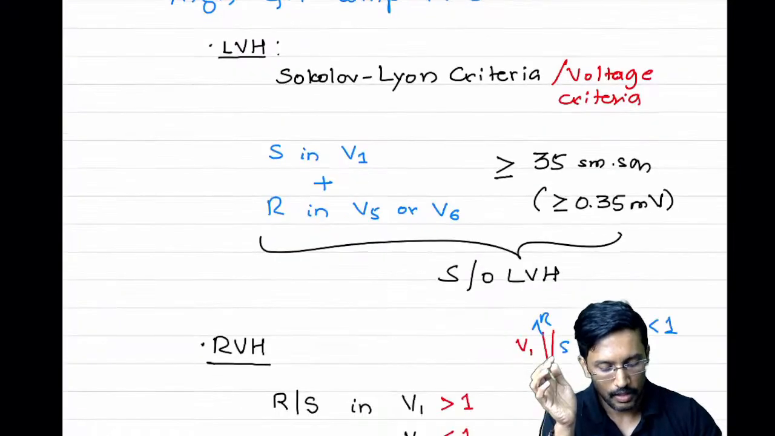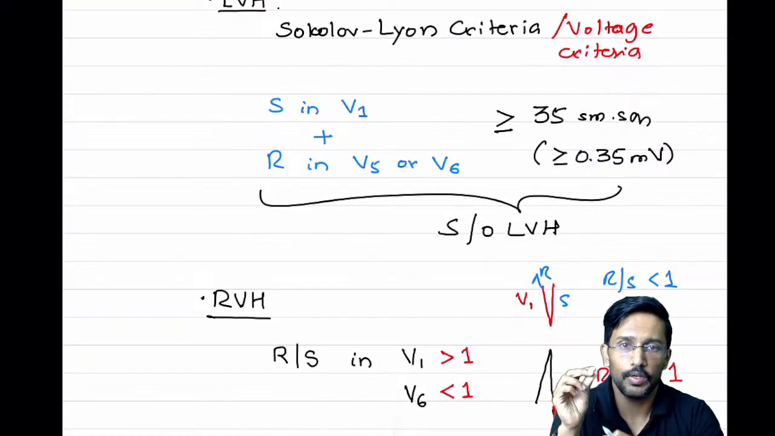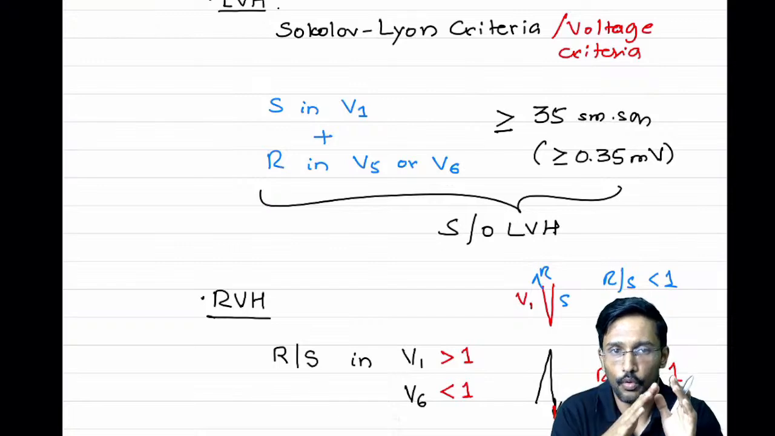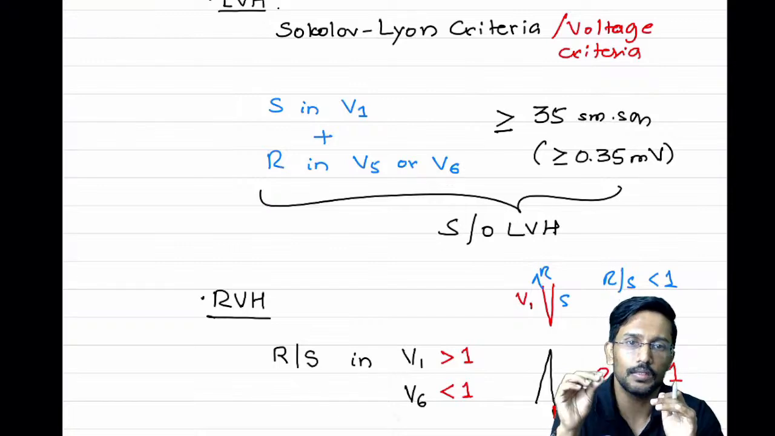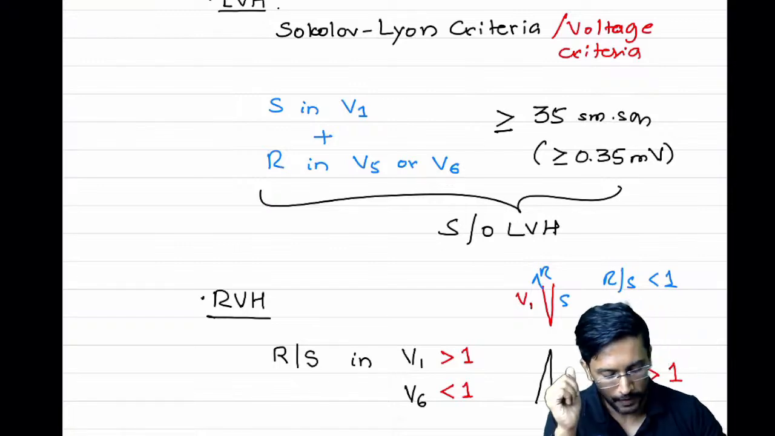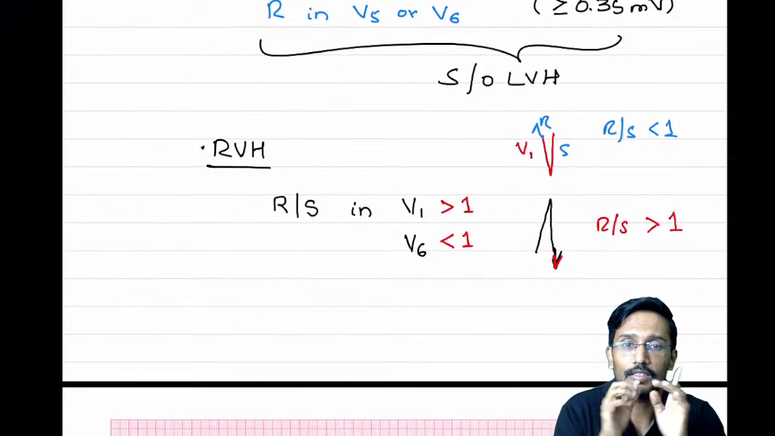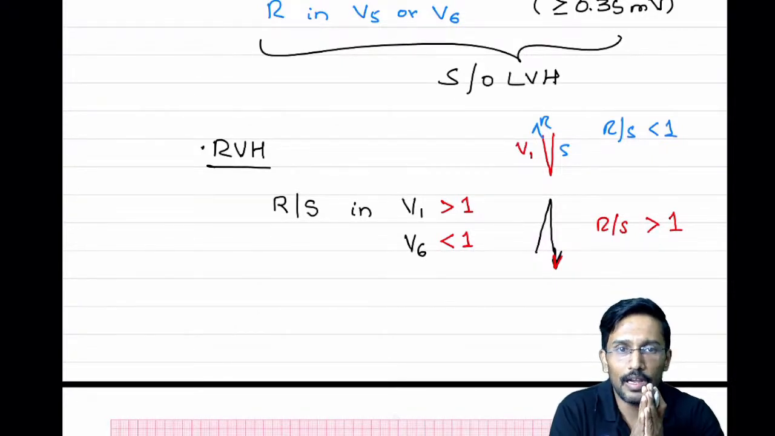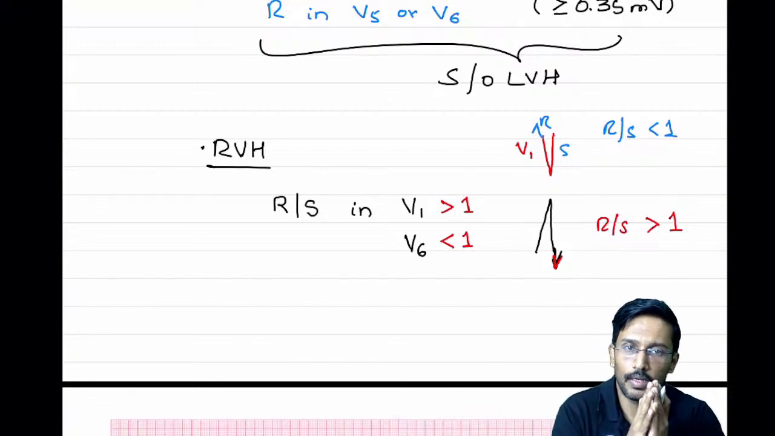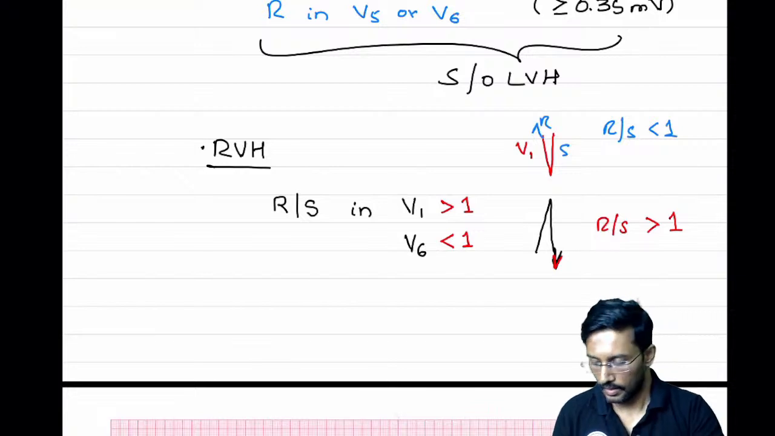The criteria for LVH is Sokolov-Lyon: S in V1 plus R in V5 or V6 more than or equal to 35 is LVH. And for RVH, we look at the R by S ratio in V1 and V6. Normally in V1 it should be less than 1 and in V6 it should be more than 1. But if it is flipped, then we will consider it as right ventricular hypertrophy.